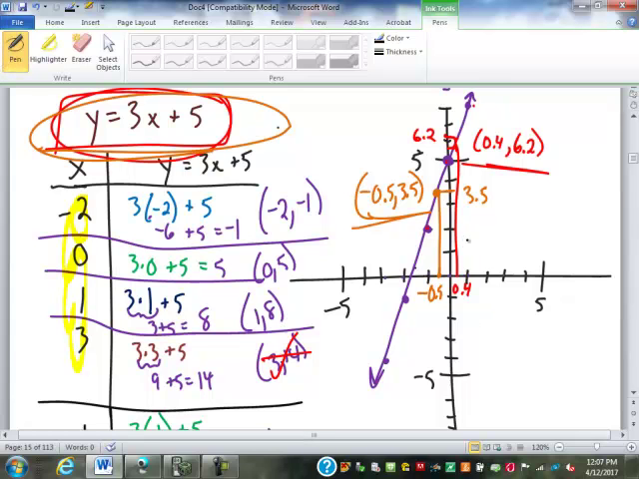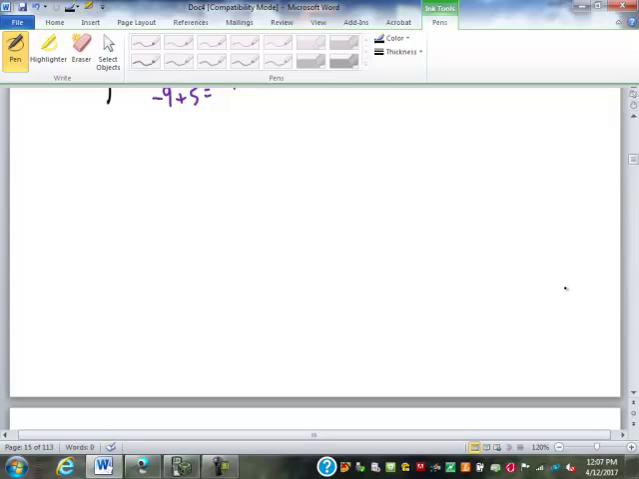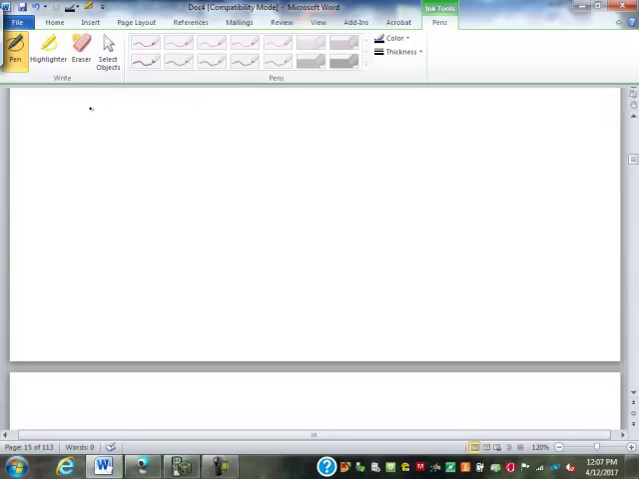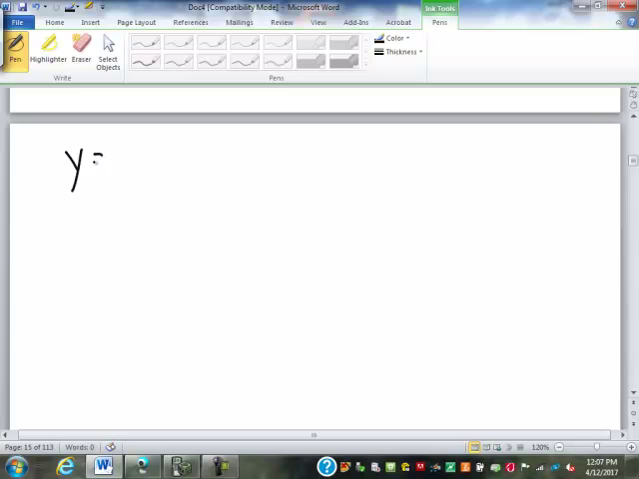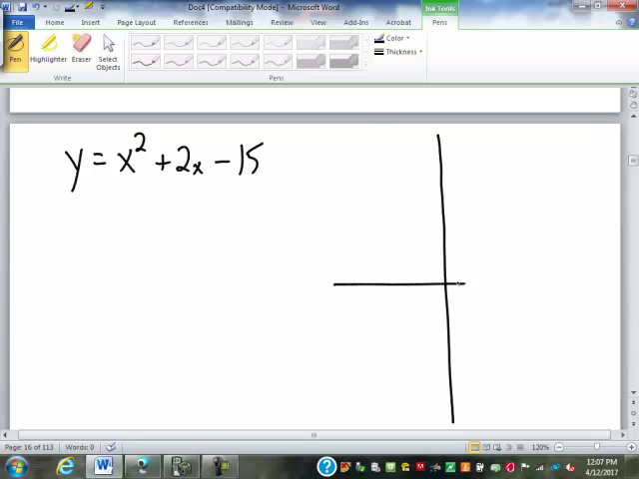Now, not all equations will produce a straight line. We might have one like this: y equals x squared plus 2x minus 15. I'm actually going to move down to the next page here so I don't get cut off by the end of the page. So we're looking to graph this again.